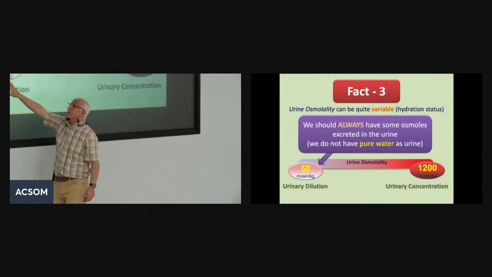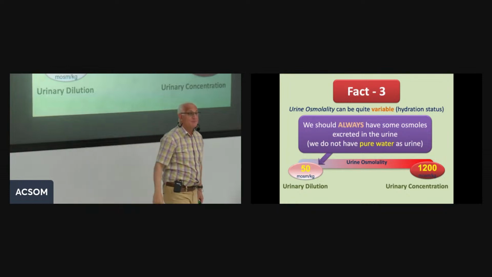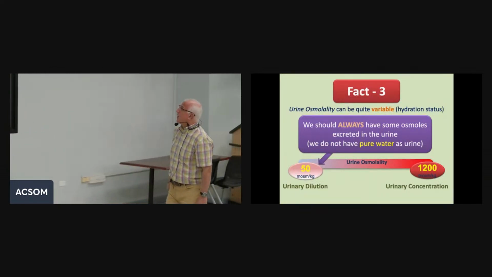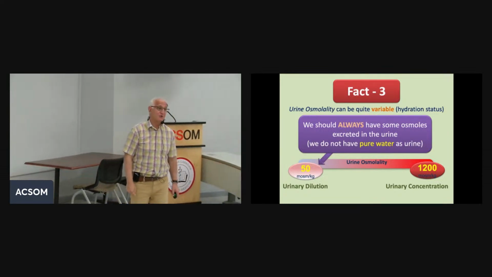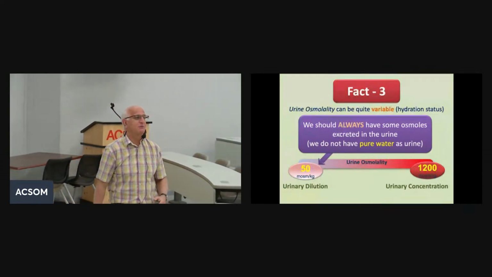We have a minimum of osmoles in our urine. This is an important concept. You will see why in a few minutes. Okay, we can never have pure water as urine. We can drink 25 liters, still we will have osmoles in our urine.